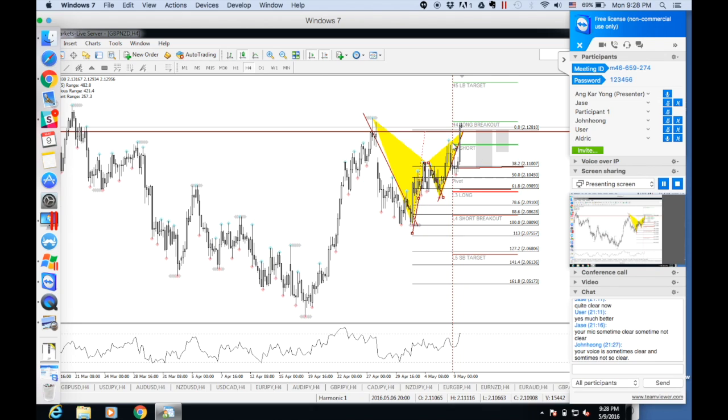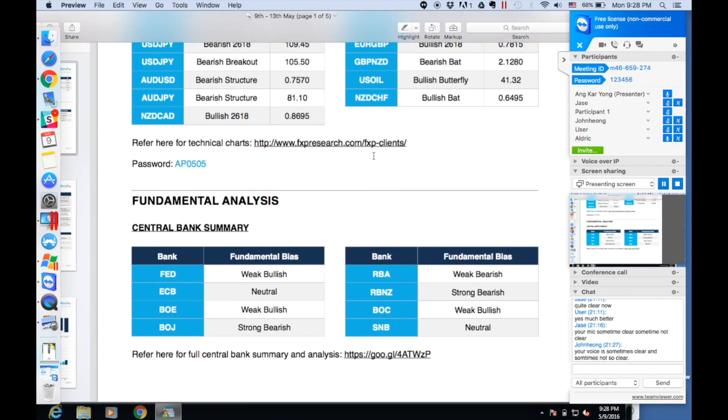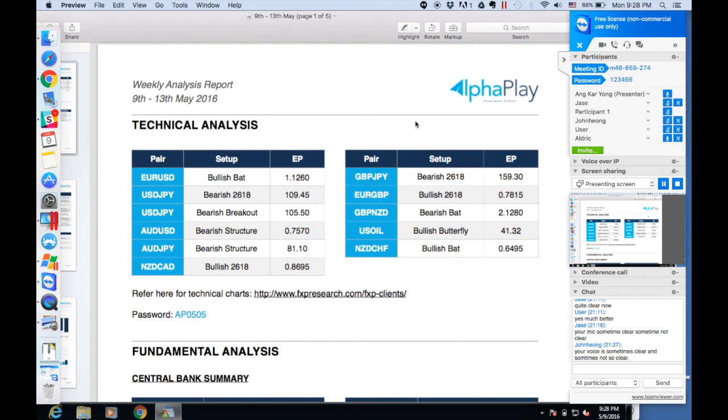This is an example of how you can incorporate fundamental sentiment and then apply something on top of it. What I want to share with you is to use this weekly report, over here in this technical analysis, to guide you as to what are some of the pairs I'm looking at, and then go over to the chart to see if you can identify them as well.